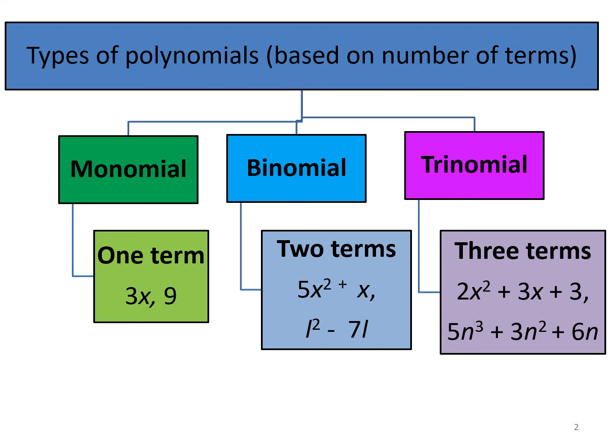If there is only one term present, then that polynomial will be called a monomial. If there are two terms present, then it is called a binomial, and if there are three terms present, then it is called a trinomial. This is one way a polynomial can be classified. One more way, based on the degree, the polynomials are further classified.